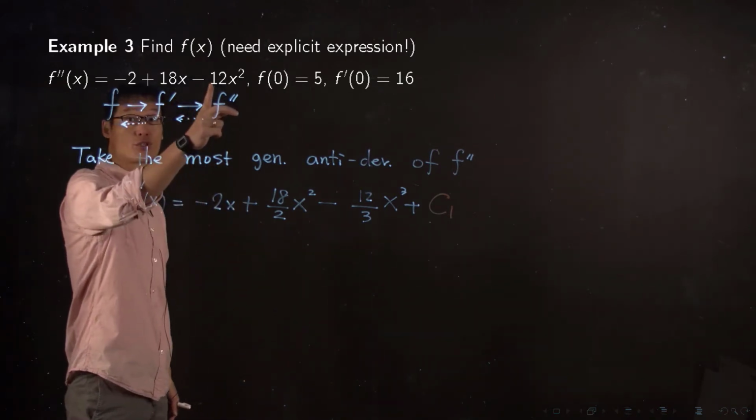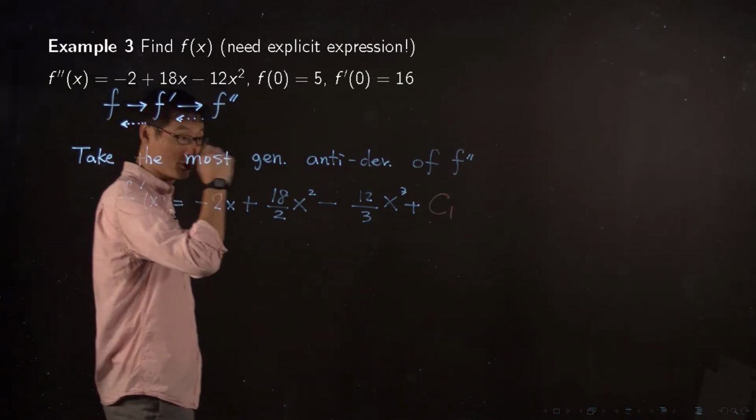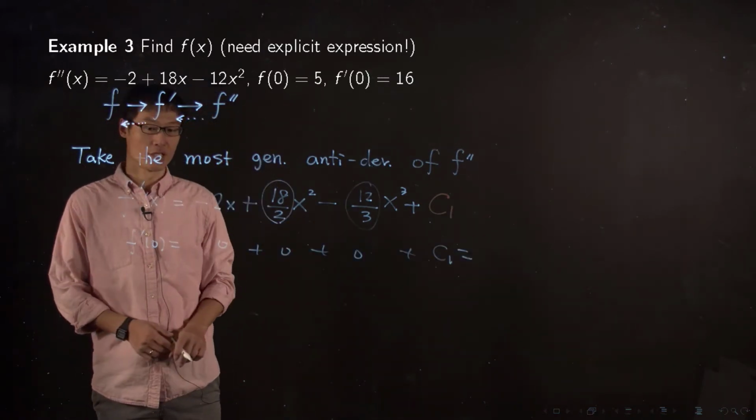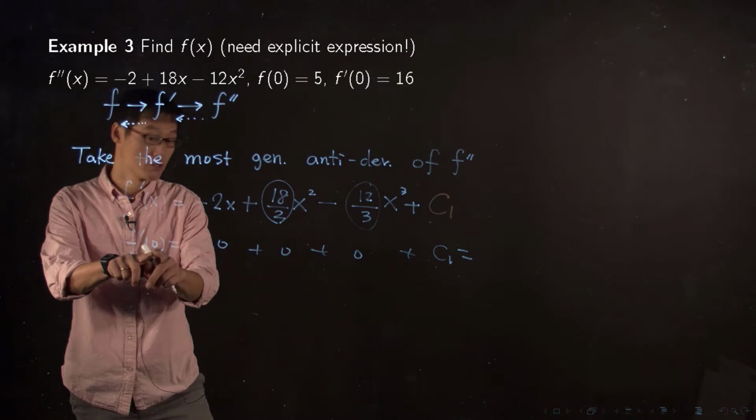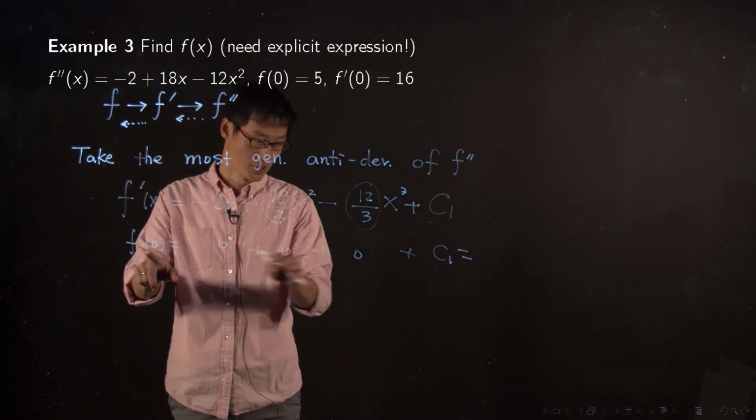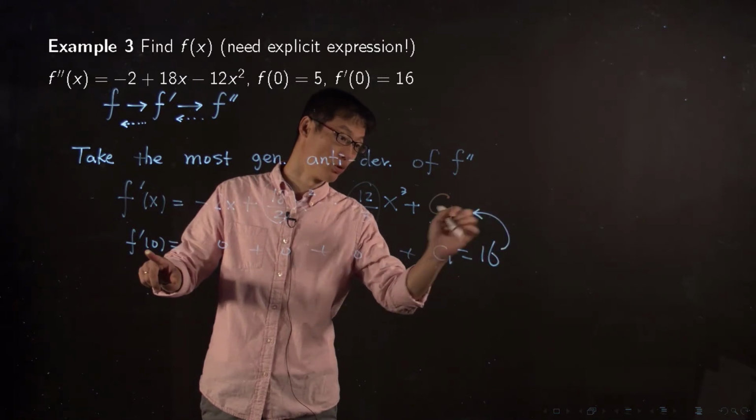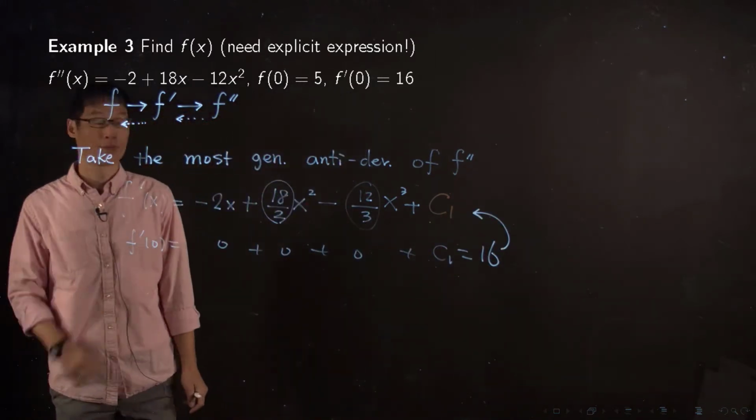And now that we have the condition f'(0) equals 16, we can determine c1. So when you plug 0 into f prime, we have 0 plus c1, which should be 16. And we know c1 is 16.